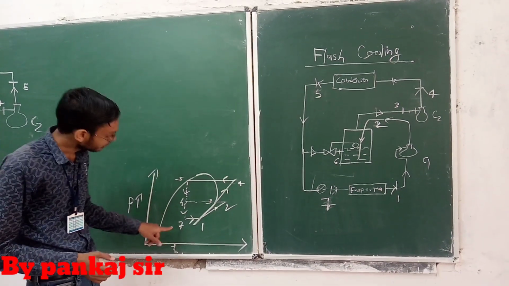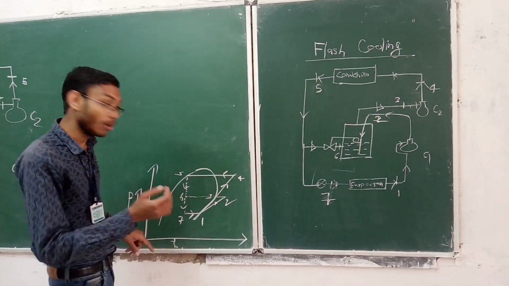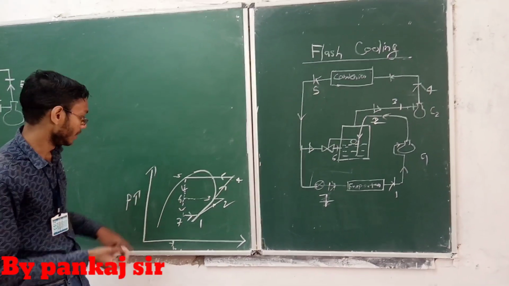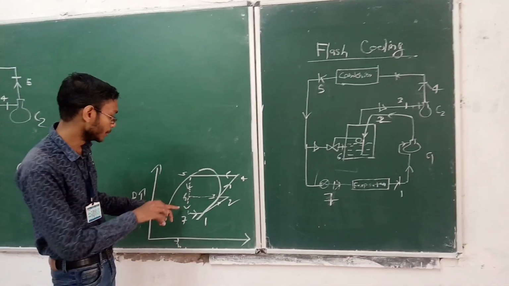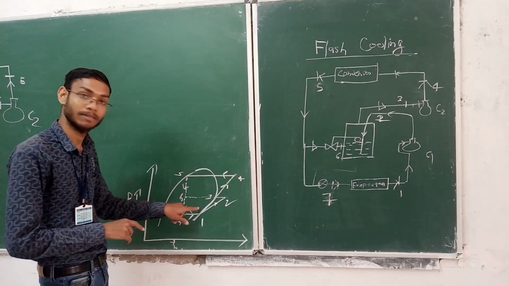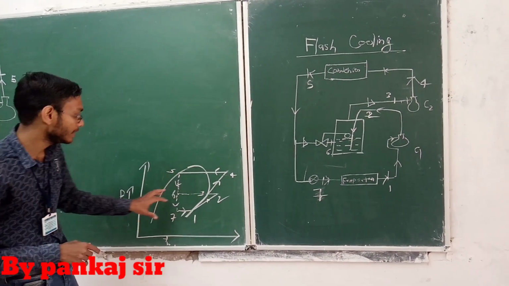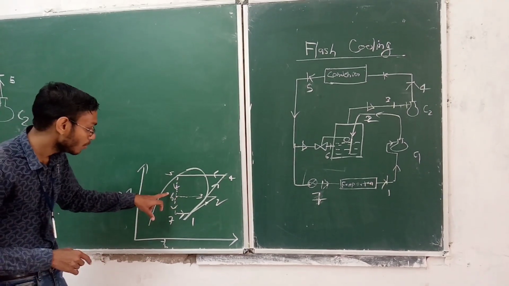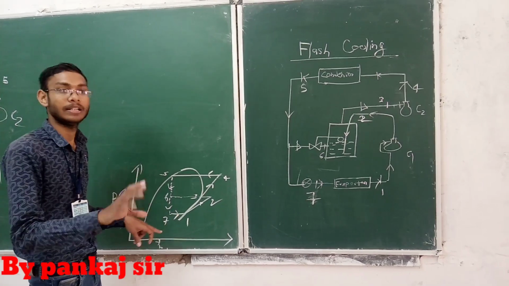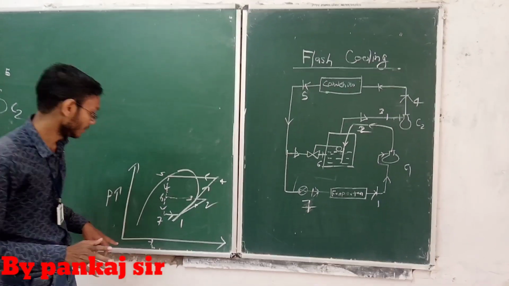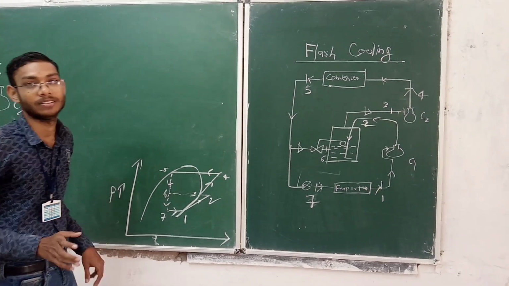From 6 to 7 we again proceed with the expansion process, and that is converted into, here we have vapor plus liquid both, that is the wet region. As we can see in the dome, the wet region is inside the dome, so here we have liquid plus vapor, both states, in this way. And from 7 to 1 we have the refrigeration effect. Thank you.